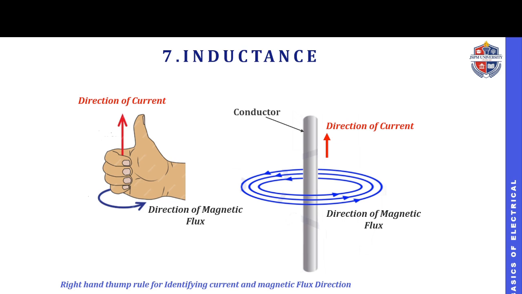At the same time, if the current flowing through the conductor is in the opposite direction, the magnetic flux will be clockwise. So the magnetic flux direction changes with respect to the current direction. When the current is going up, the magnetic flux direction is anti-clockwise. When it is going down, the magnetic flux direction is clockwise. You should know how the magnetic flux is created so that it will be easy to understand how to derive the inductance equation in the next slide.